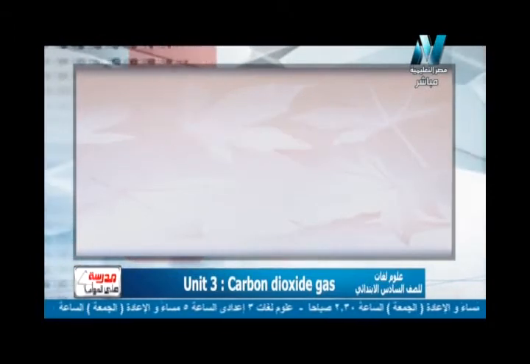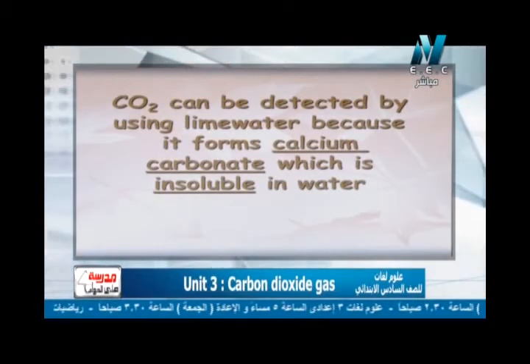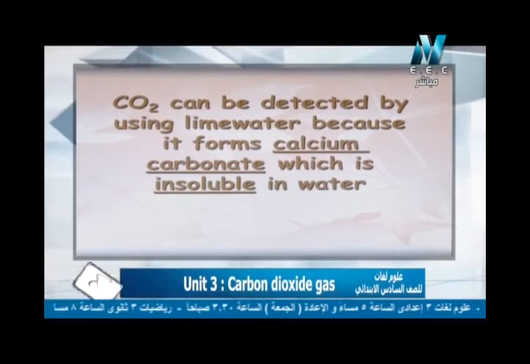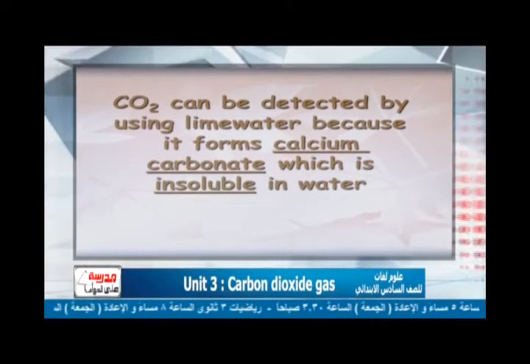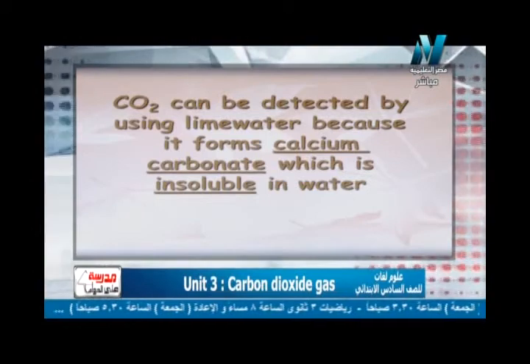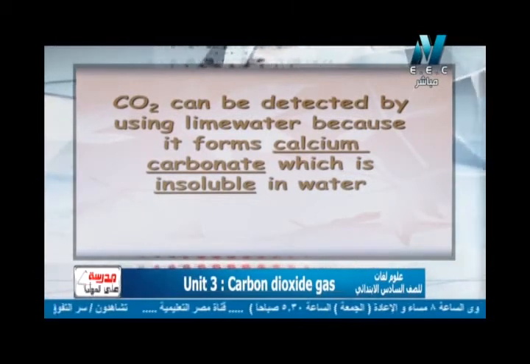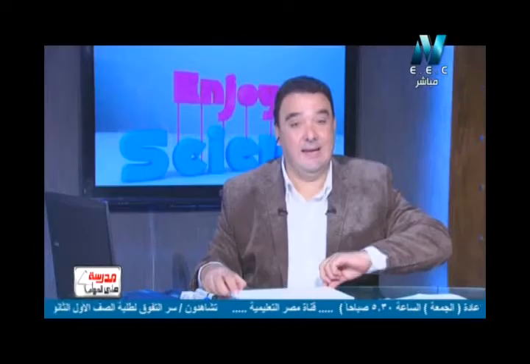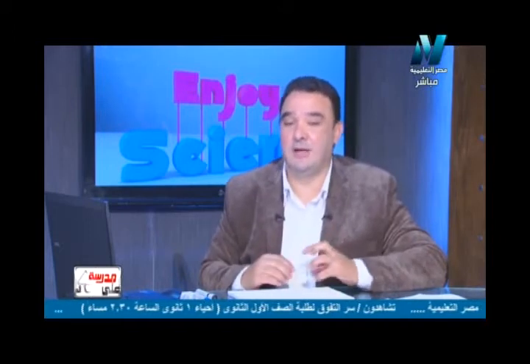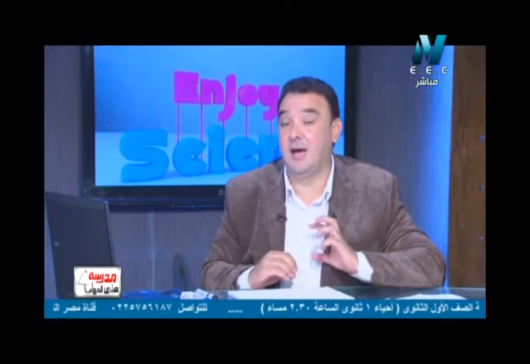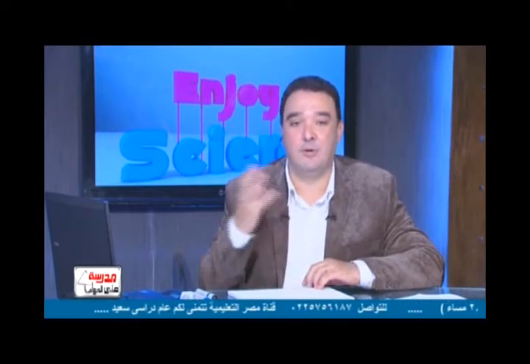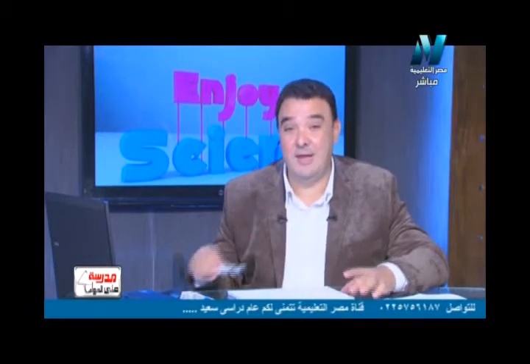So again I have a conclusion now. الاستنتاج بتاعنا: ليه اللايم ووتر تعكرت؟ Because carbon dioxide gas can be detected by using lime water because it forms calcium carbonate which is insoluble in water. الموضوع يبان كبير شوية لكن الموضوع سهل جدا جدا في نفس الوقت. ليه اللايم ووتر بتتعكر؟ عشان مر فيها الكربون دايوكسيد. طب ليه بيعكرها؟ عشان بيكون جواها مادة بنسميها كالسيوم كربونات which is insoluble لأنها ما بتدوبش في الميه فبتعكر ميه الجير.